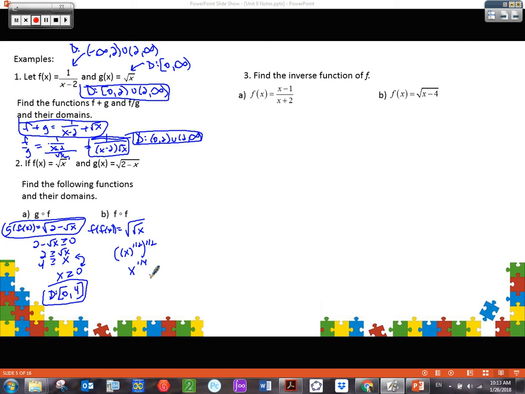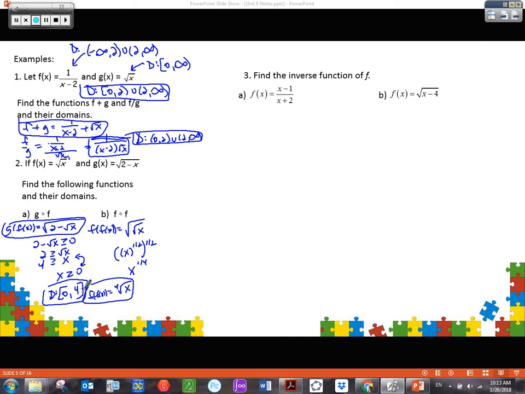Now we need to move it back into a radical because they gave us a radical, so we've got to honor the form that they used. So this would be a 4th root of x. This would be my f of x is the 4th root of x. Okay?